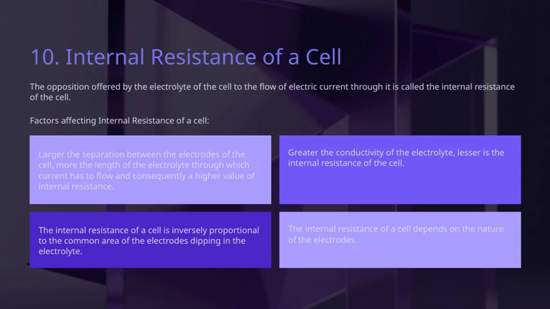current to pass through. Now consider the distance between the electrodes. When the separation increases, the electrolyte's length that the current must traverse also increases. This longer path means higher internal resistance. Essentially, the greater the separation, the more resistance the current has to overcome. Finally, all these points tie back to the overall concept that the internal resistance is the opposition offered by the electrolyte to the flow of electric current. Understanding these factors helps us optimize cell design for better efficiency.